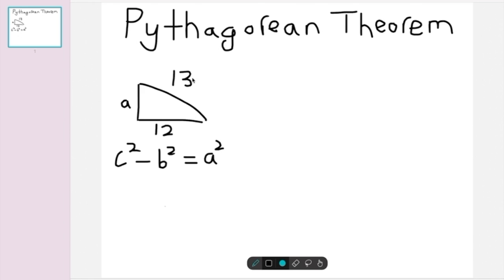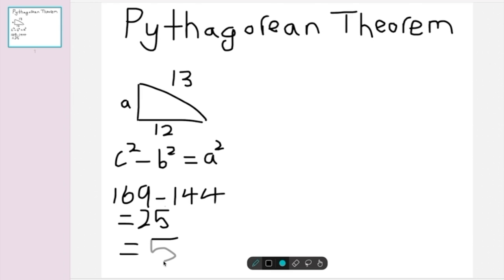Now this should be easy because we know that 13 times 13 is 169. And then 12 times 12 is 144. And that means A squared, sorry, will have to be 25. And then the square root of 25 is equal to 5. So then A would be 5.